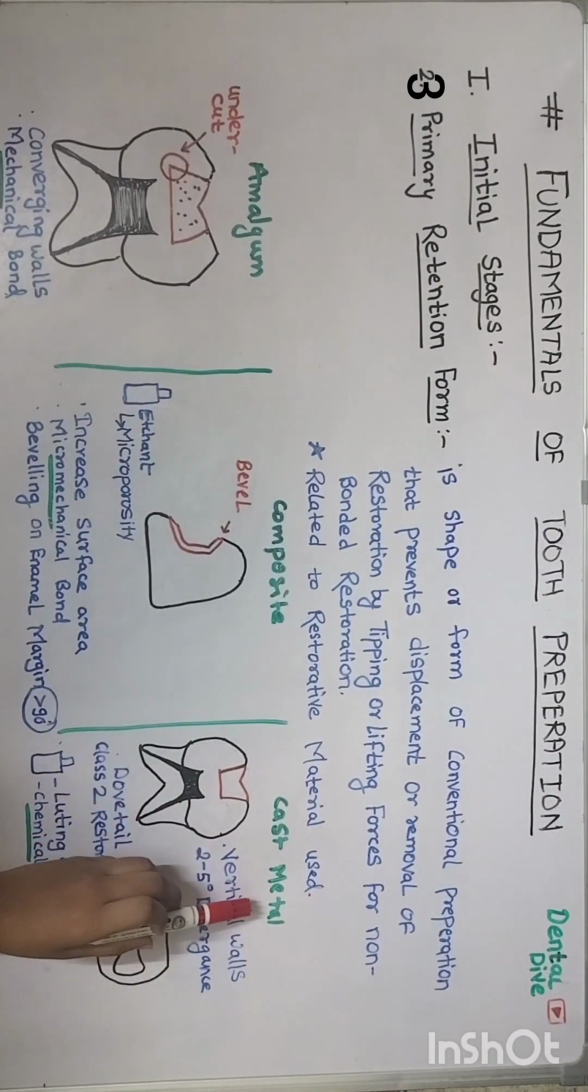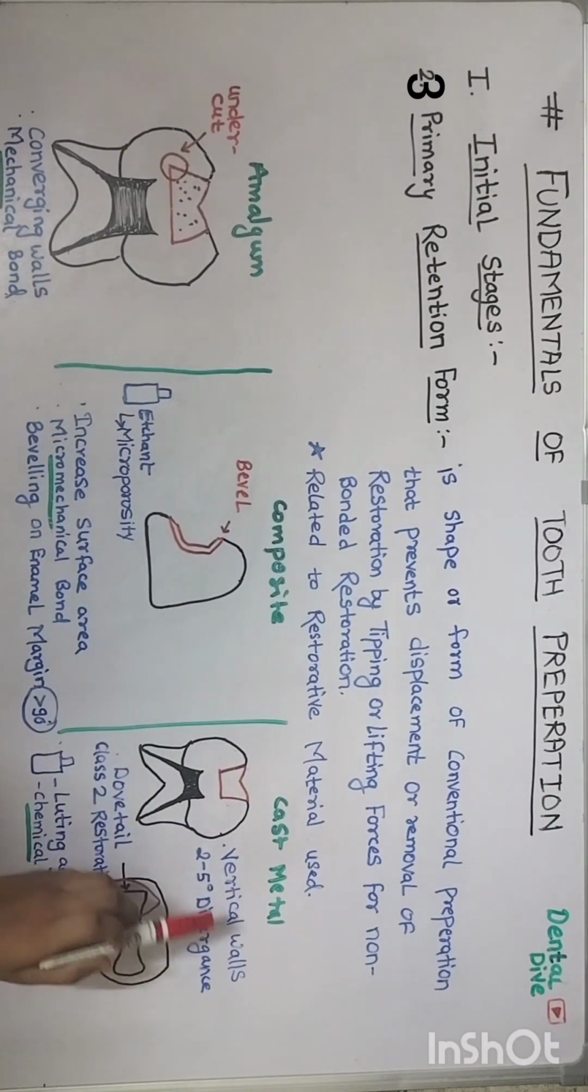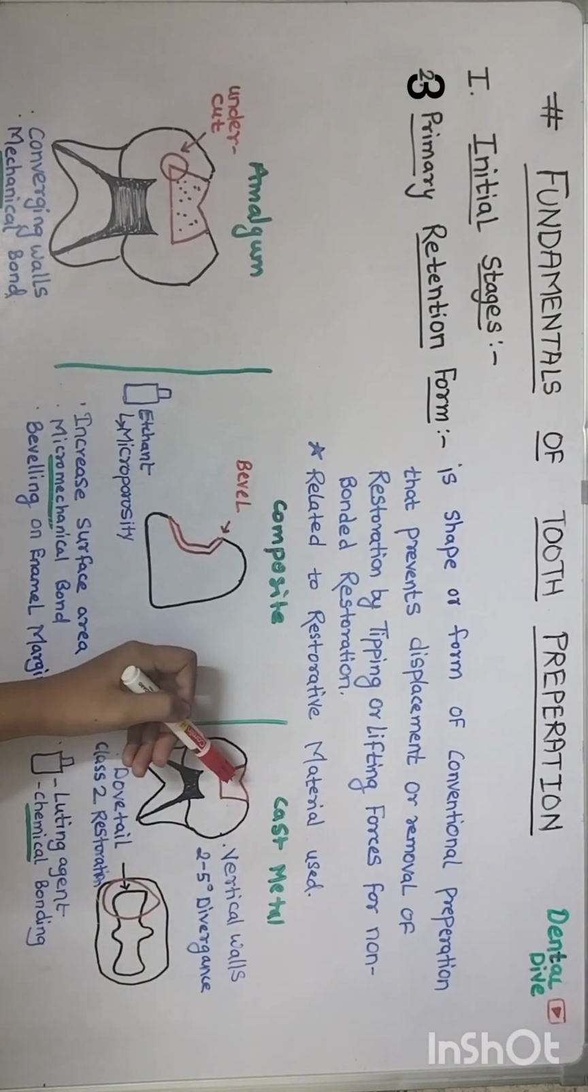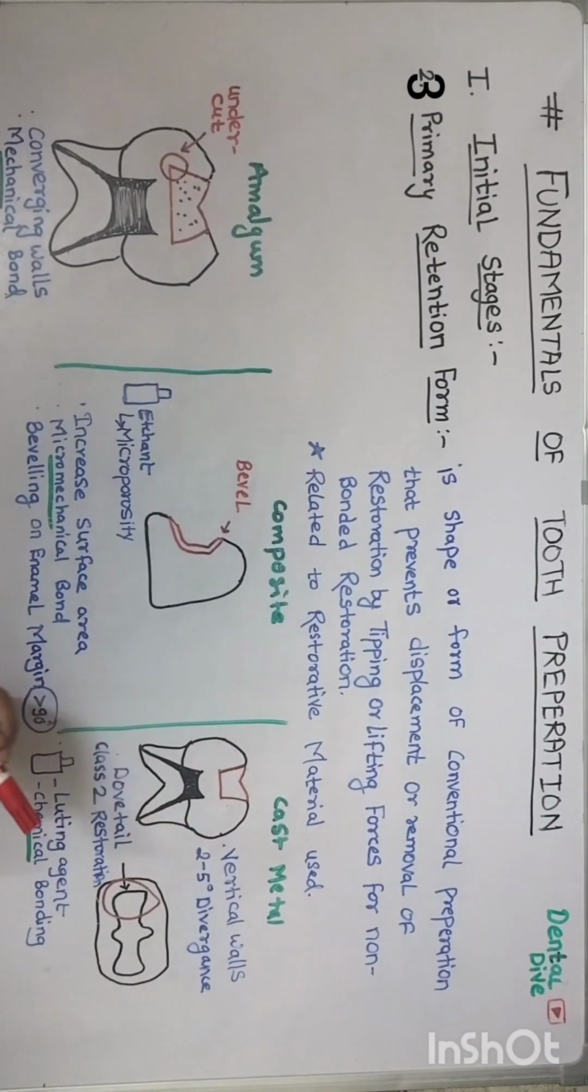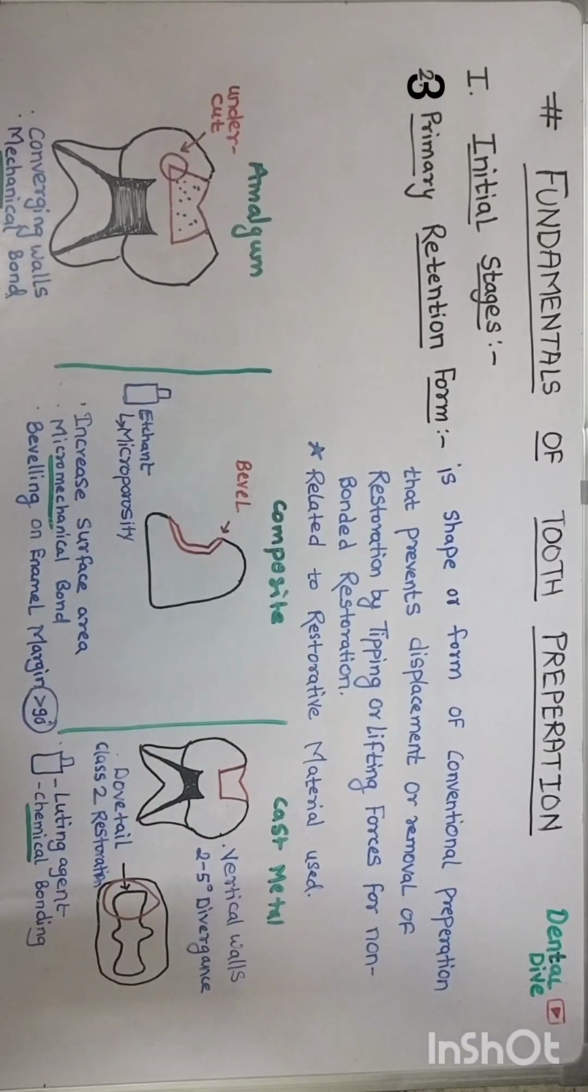In cast metal restoration, we provide vertical walls or slight 2 to 5 degree divergence for easy adaptation of this restorative material in the cavity preparation. We also use a luting agent for the bonding between this restoration and tooth structure, which is chemical bonding. As we have read earlier, in class 2 restoration, we provide a dovetail which will aid in retention form. So dovetail increases the retention of restorative material in tooth preparation.